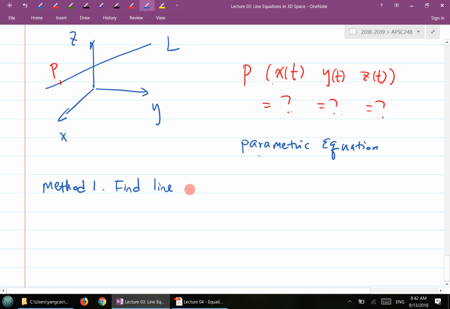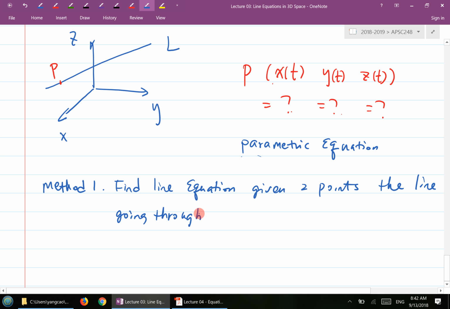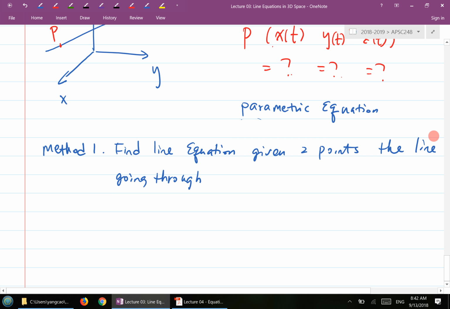So let's try to find the line equation, okay, given 2 points. The line going through. It's quite easy to understand. 2 points uniquely determine a line. Right? You cannot have a second line, a third line that goes through the same 2 points. Okay, different lines.